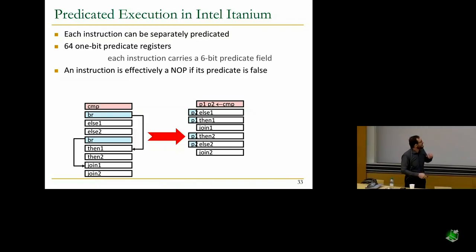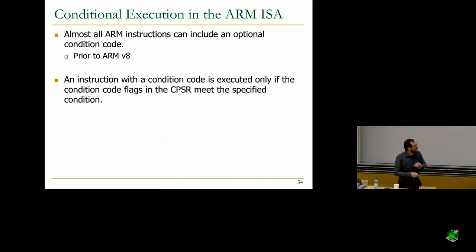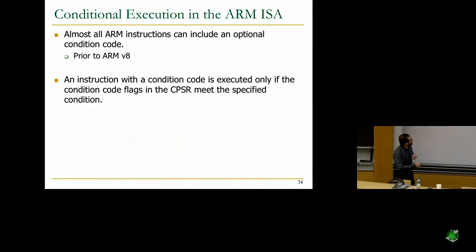I'll give you another example. Almost all ARM instructions can include an optional condition code prior to the ARMv8 architecture. ARMv8 got rid of predicated execution. Apparently, they didn't see a lot of benefit from it. I'm not sure. You could talk to the ARM folks.